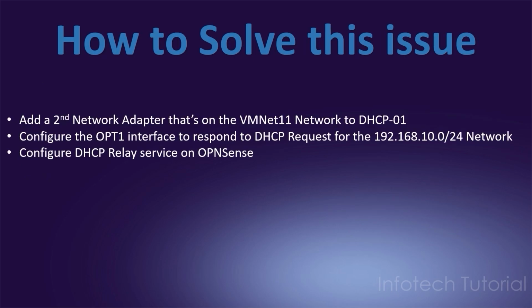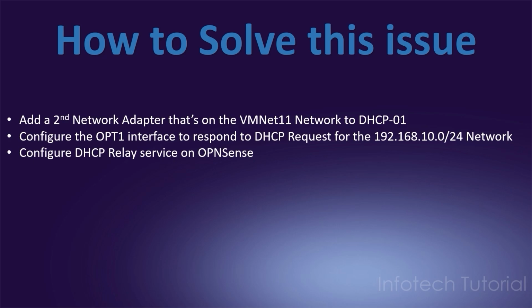Now, there are a few ways to fix this. One would be to add another network interface to DHCP 01 with the same VNet 11 network, but that's the easy way out. And if you have a physical system, this might not be feasible. You can also enable the DHCP service on the UP1 interface, which will work, but then there's no point in having a separate DHCP server if your scopes are on different systems. And the other method I will show you is how to set up a DHCP relay.